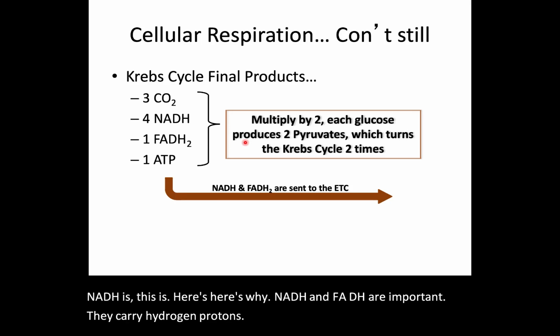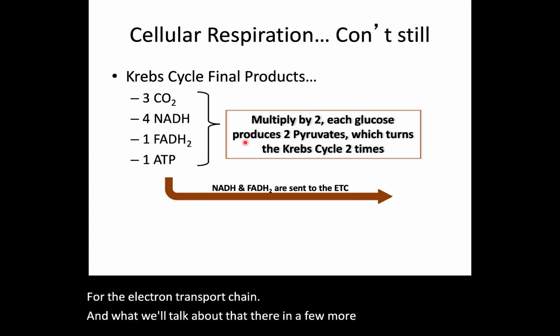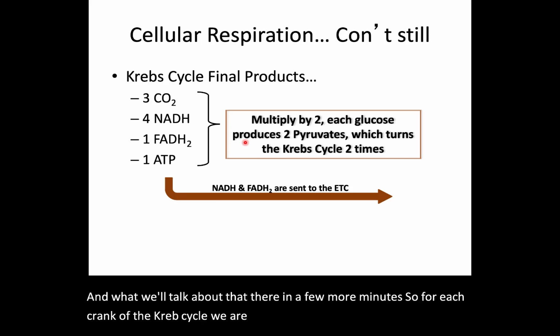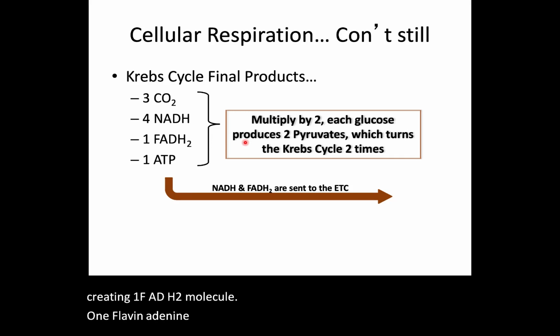They carry hydrogen protons. And that is critically important for the electron transport chain. Right? And we'll talk about that in a few more minutes. Right? So for each crank of the Krebs cycle, we are creating 4 NADH molecules. We are creating 1 FADH2 molecule, 1 flavin adenine dinucleotide, and we're creating a lonely molecule of ATP.